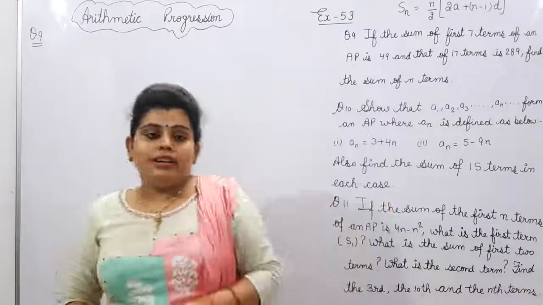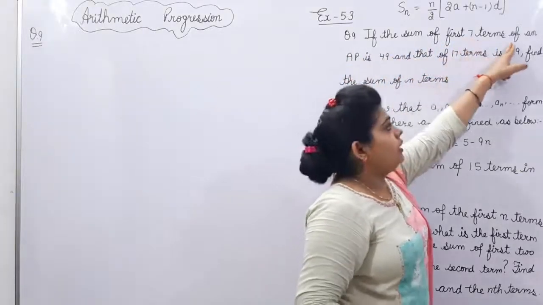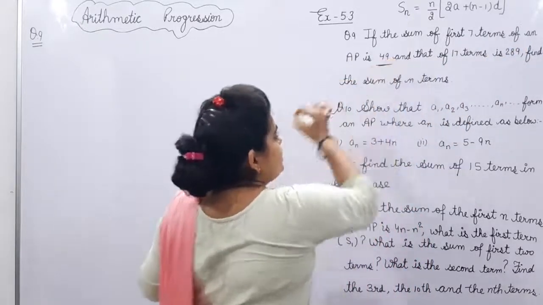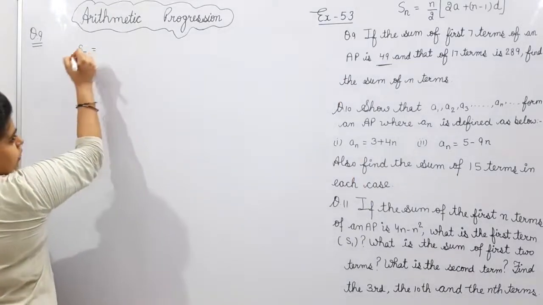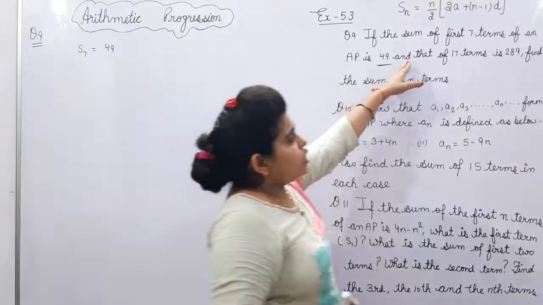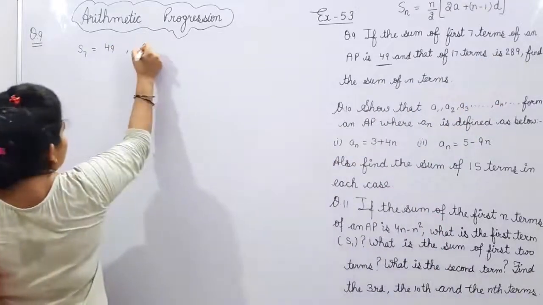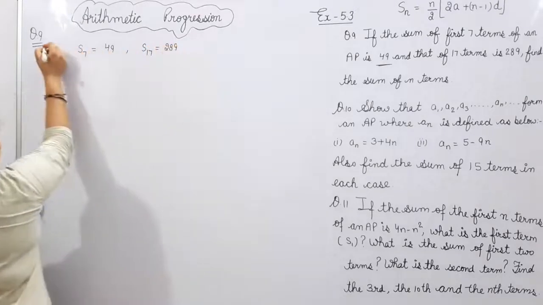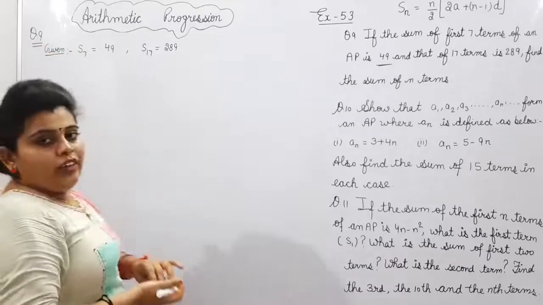Now come to question number 9. What is given? If the sum of first 7 terms of an AP is 49, that is S7 is equal to 49, and that of 17 terms, the sum of 17 terms is 289. It is given. Now, what we have to find?